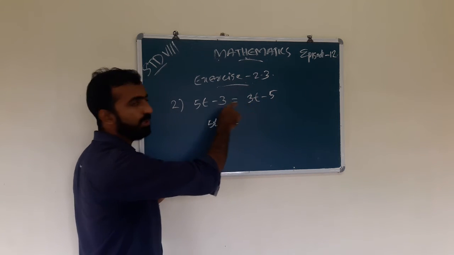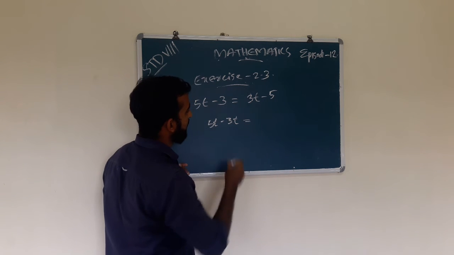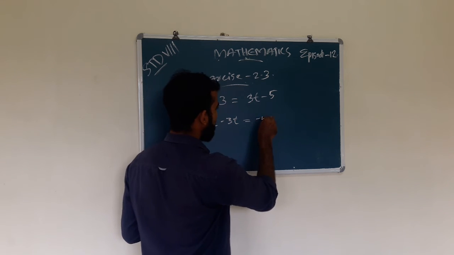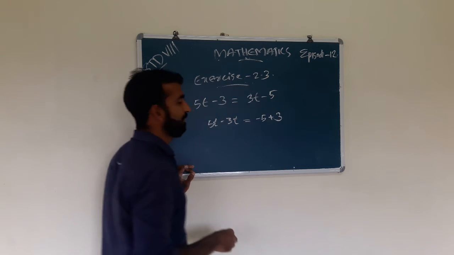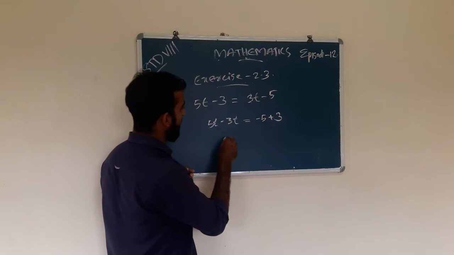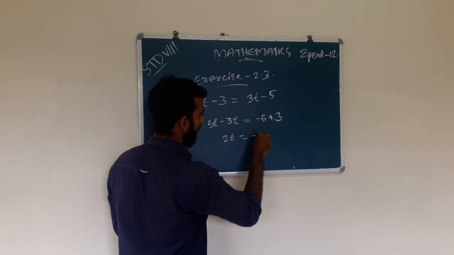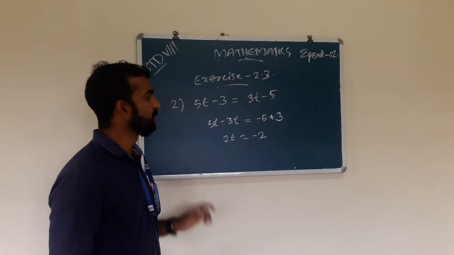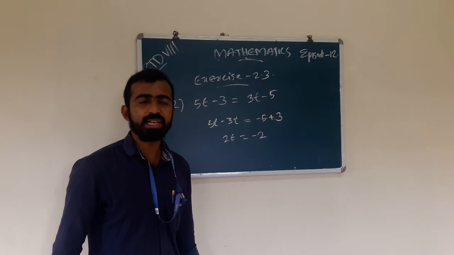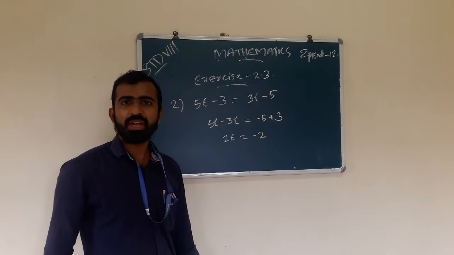3t is moving to left side. That is 5t minus 3t equal to minus 5 plus 3. And what we get? 2t equal to minus 2. When we add negative 5 plus 3, what is the answer? Minus 2, or negative 2.